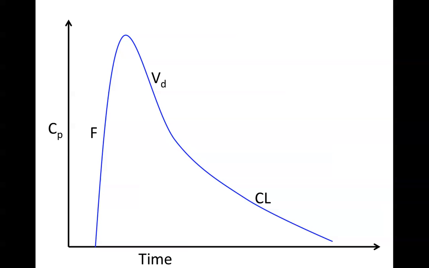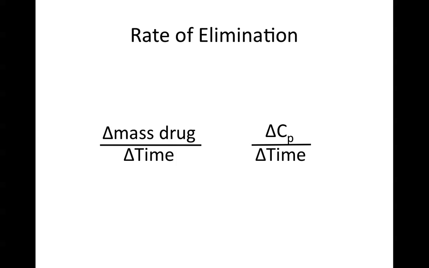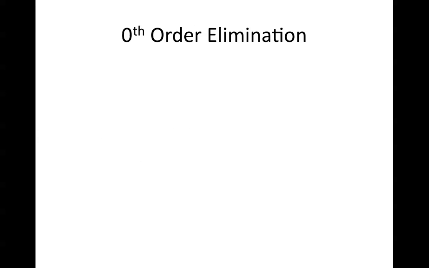And the last part of the curve we want to talk about is the clearance. That's the drug being eliminated from the body. But before we can talk about clearance, we need to talk about the rate of elimination, which is different but related. The rate of elimination of a drug is the amount of drug change over time, or the amount of plasma concentration change over time for that drug. So that's the amount of drug being removed over time.